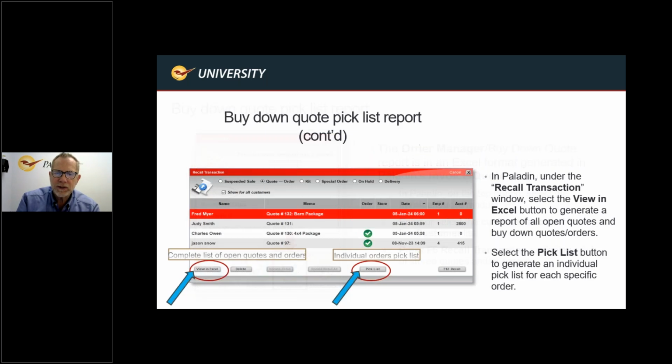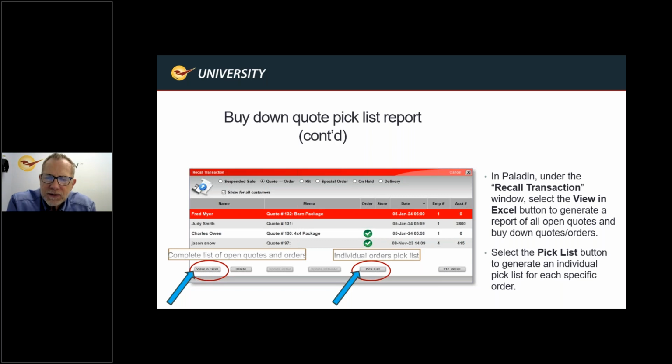So once you recall the transaction, it comes up and it'll default to quote and order. And the delineation between the two: the quotes, as you know, are just stored quotes. The orders are committed orders, meaning these are items that the customer has committed to, and you're going to want to fulfill that. And that can be fulfilled over time, as it's called a buy down quote.